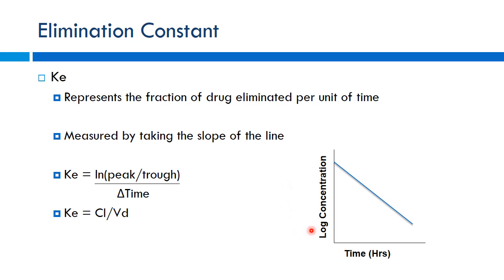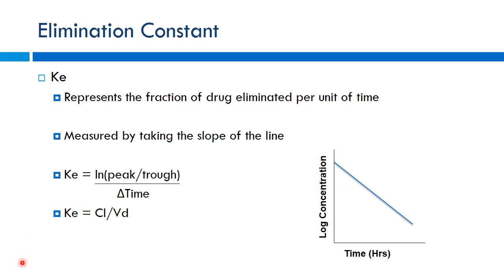So for instance, usually when we're doing a first order connect, we look at the log of the concentration because that actually turns that curve into a straight line, which is good for us. And so what we can do is look at the peak level that we draw, which will be the earlier level and higher, and a trough level, which would be the second level we'll measure.